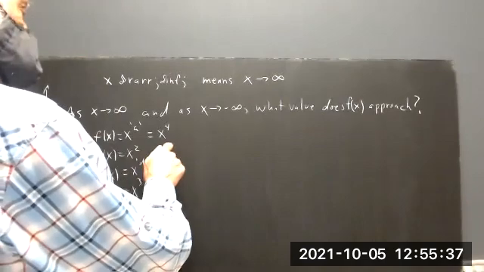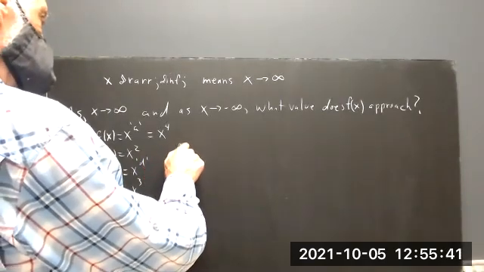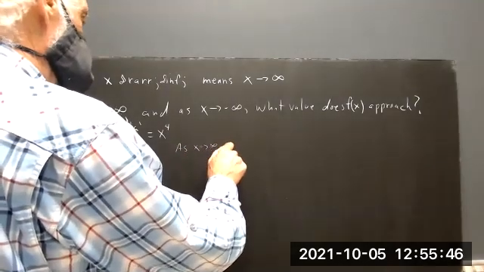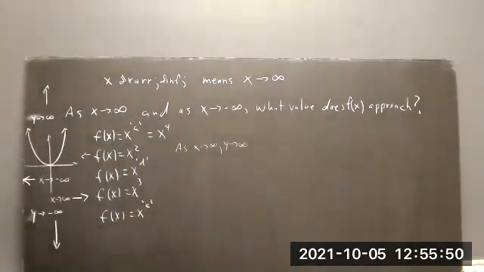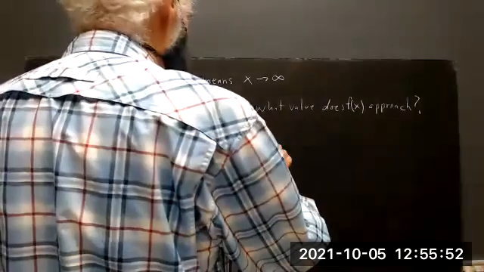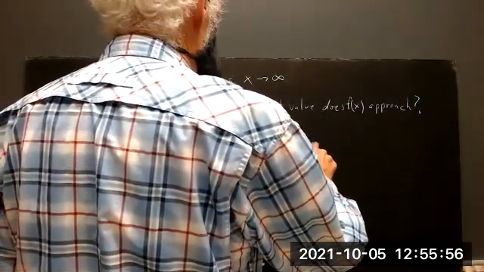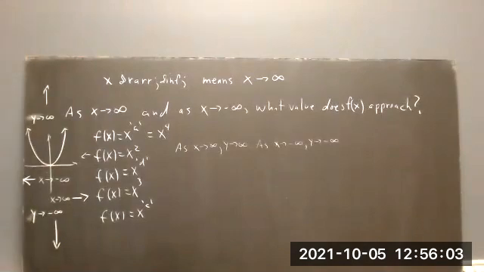So I asked this, saying, as x goes to infinity, y goes to infinity. As x goes to negative infinity, y goes to infinity. Now, why does this work?